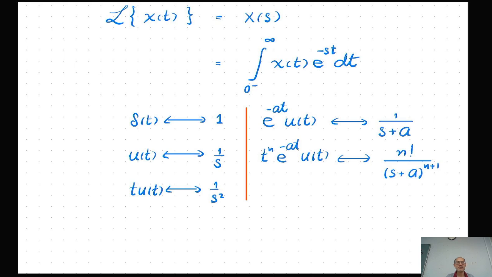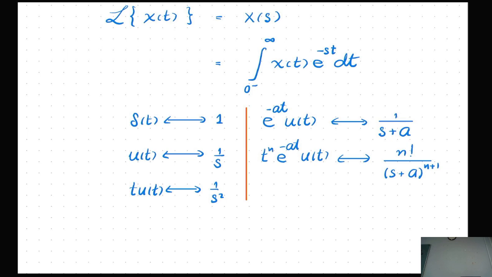Now, this is the Laplace transform of t to the n e to the negative at u(t), right? And I said that it was equal to n factorial over (s plus a) to the n plus 1.